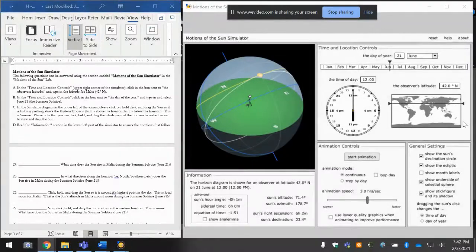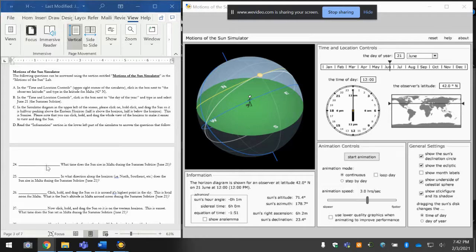Okay, the next section of the homework deals with motions of the sun and the simulator here. It asks you to dial up Malta in the latitude and the day of the year being summer solstice, June 21st. Down here, the information shows all the information about the particular sun position at that given time, including the altitude of the sun, the azimuth, the latitude that you're in and the date and time.